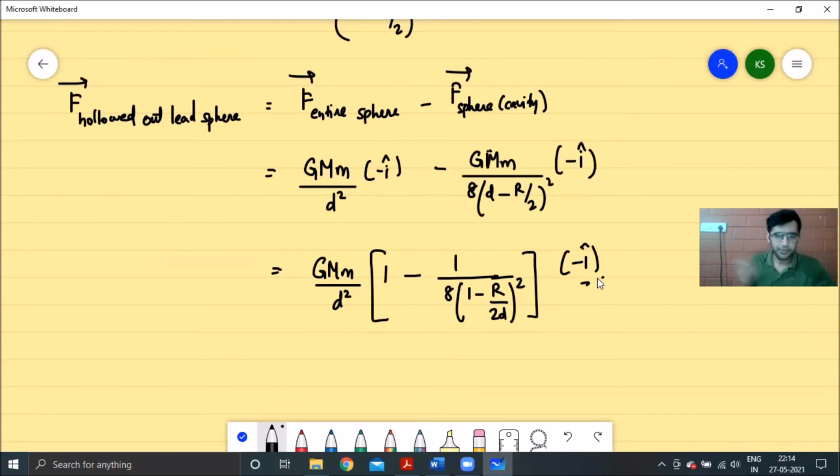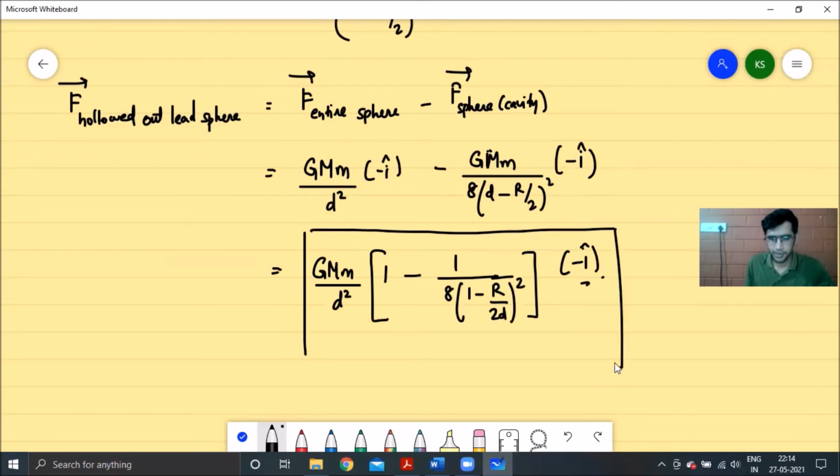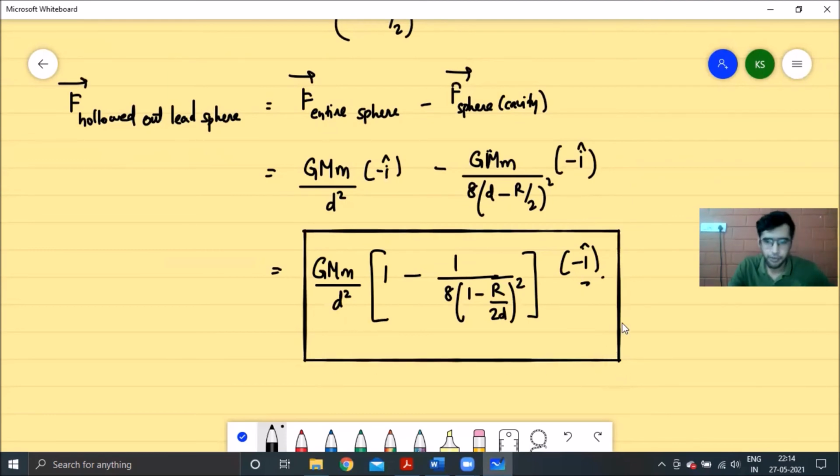The hollowed out lead sphere is also attracting that particle of mass m. So this will be your expression. This will be your final answer in this case, which can be further simplified, but we'll just leave it at this point, right? So anyways, I hope the logic for this question was clear.